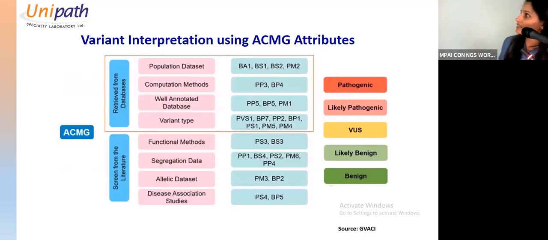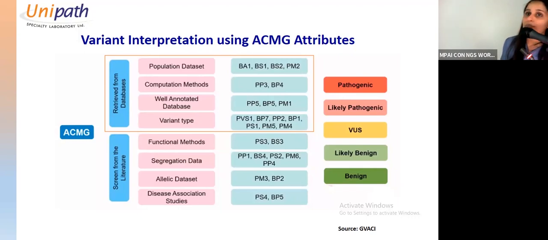You are given these 28 criteria, which help you in the interpretation of variants, whether they are pathogenic or not. Some of these criteria come from databases, some from functional studies, from published literature, from the clinician, from the patient history, right? So it comes from different places, but this part comes from the databases, from the computer, so you can work on this aspect easily. Based on this, variants are classified as pathogenic, likely pathogenic, VUS, likely benign, or benign.